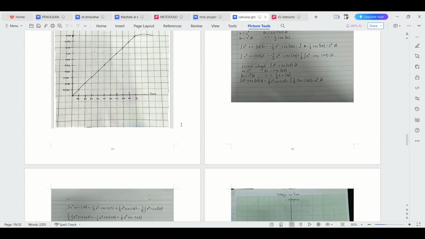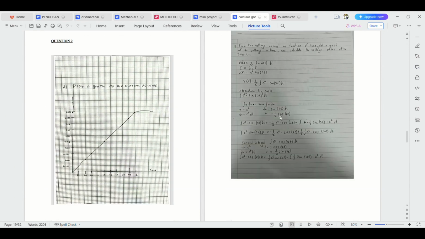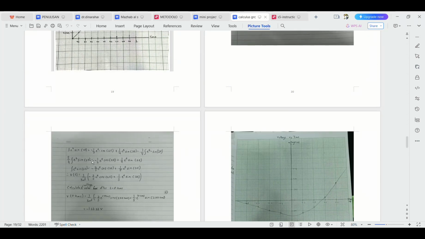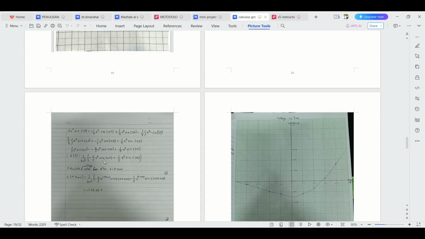So this is how we got the voltage function. We will use integration by parts and need to do the second integral. After we do the second integral, just bring this part here, then multiply, and we will get this final result for the integration of the current function.